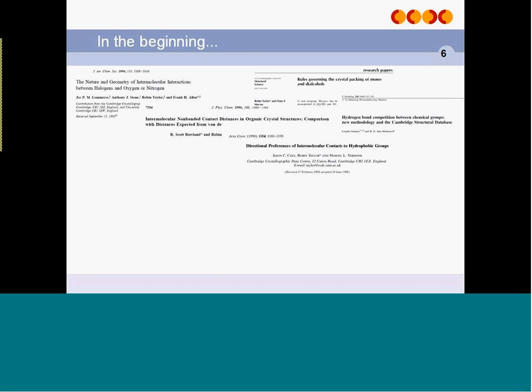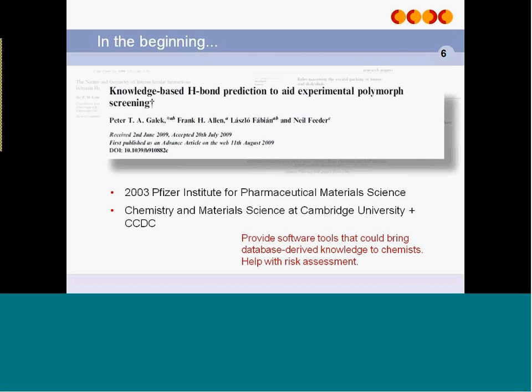So we at CCDC have been very interested in understanding intermolecular interactions for a very long time now, as shown by these publications here. Really, looking at the parameterization of them, understanding them energetically, etc. But it wasn't really until we got involved in the Pfizer Institute for Pharmaceutical Material Science in 2003 that our understanding of how the roles of intermolecular interactions and polymorphism really impacted on drug development.